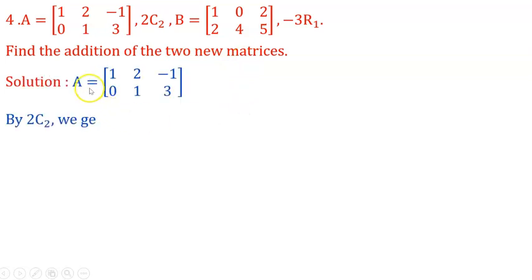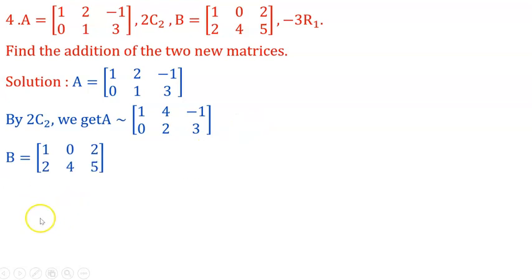First, A matrix 1, 2, minus 1, 0, 1, 3 by 2 times C2. Then you will get here, multiply the second column by 2, and the first and third columns will remain as they are. That is 2 into 2, you will get here 4. 1 into 2, you will get here 2. This is 2 times C2. You will get the new transformed matrix.